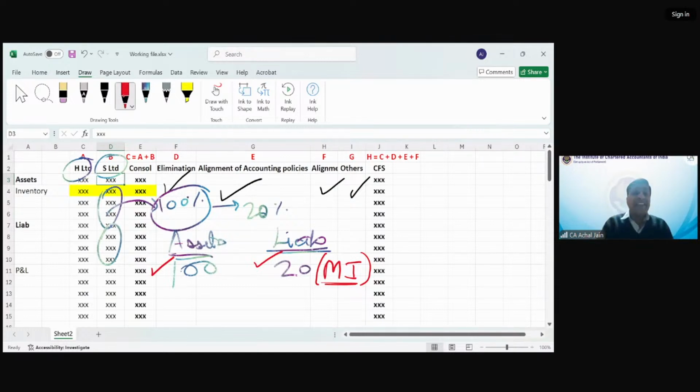Okay, but why is this done, or why is this required? Because consolidation is required using line by line addition, wherein all the assets of the subsidiary, all the liabilities of the subsidiary are picked up. So that's the rationale to present this minority interest, and to present it under the liability side.